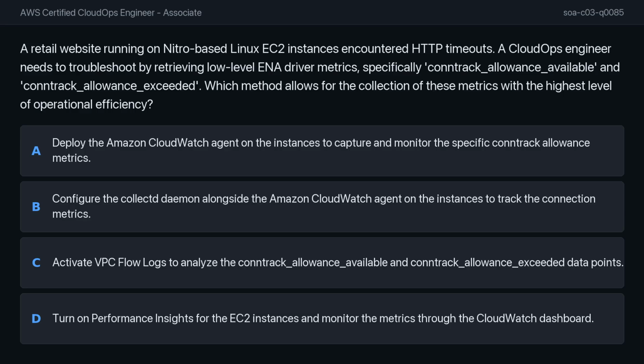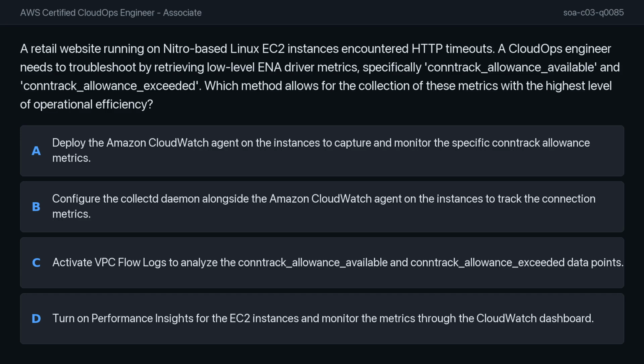Option C. Activate VPC flow logs to analyze the contract allowance available and contract allowance exceeded data points. Option D. Turn on Performance Insights for the EC2 instances and monitor the metrics through the CloudWatch dashboard.